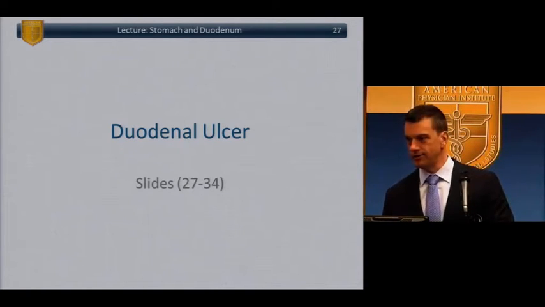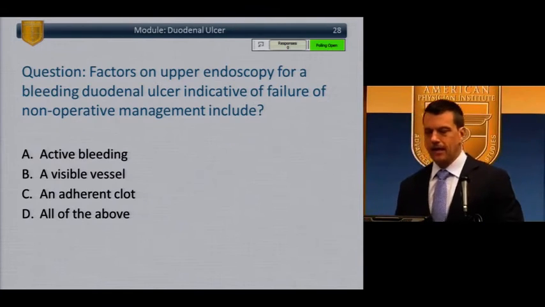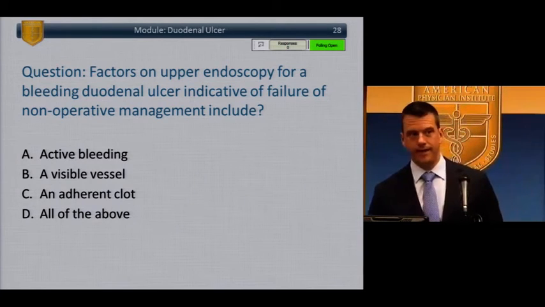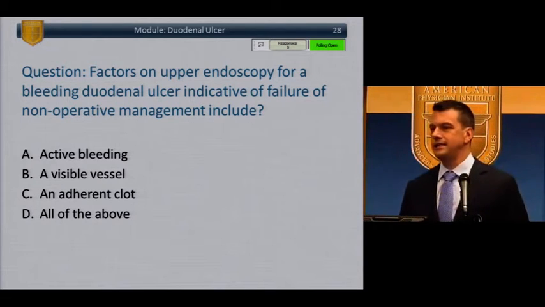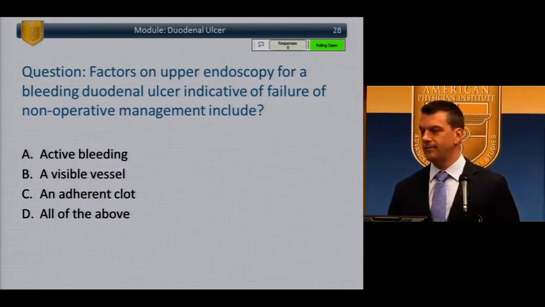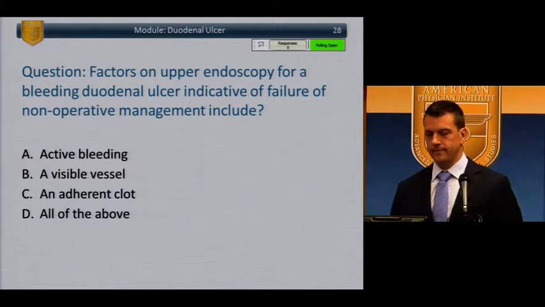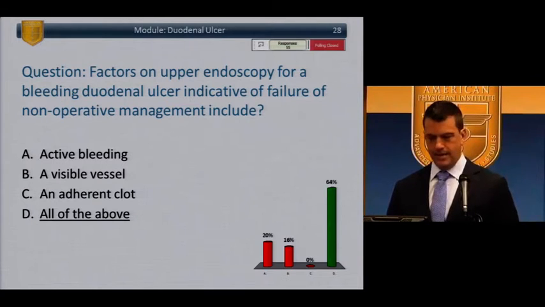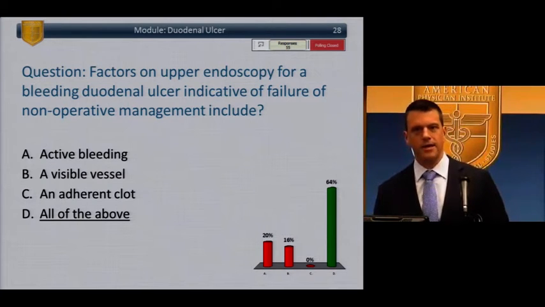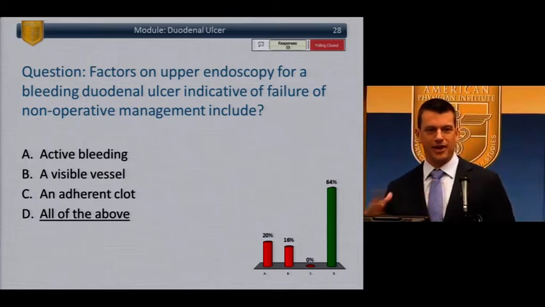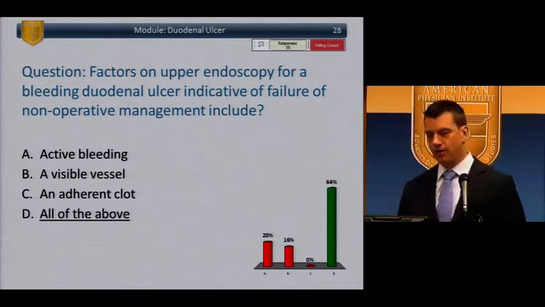Moving on into the duodenal ulcers. Factors on upper endoscopy for a bleeding duodenal ulcer indicative of failure of non-operative management include A, active bleeding, B, a visible vessel, C, an adherent clot, D, all of the above. That's right, all of the above. Active bleeding, visible vessel, and that clot that's just sitting there that is recently formed. Some of the endoscopists will try to dislodge this just to go ahead and see the bleeding, but these are all concerning findings.